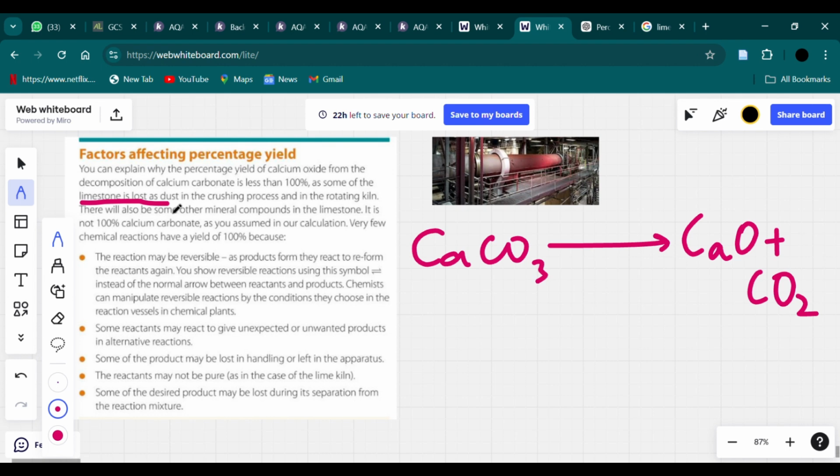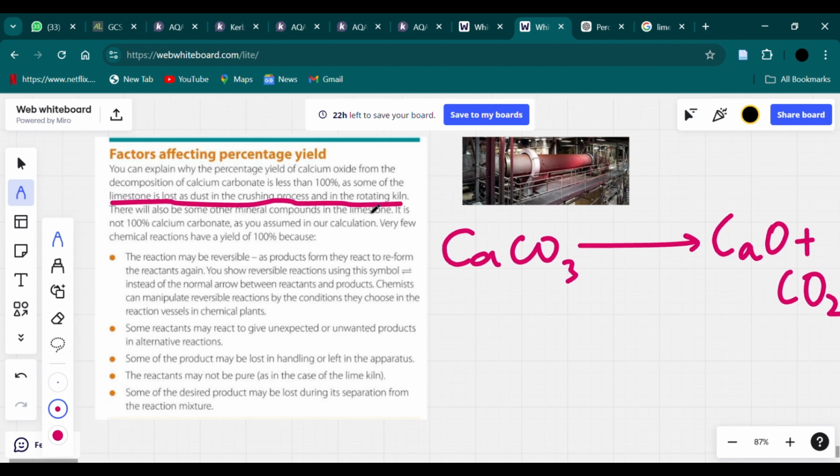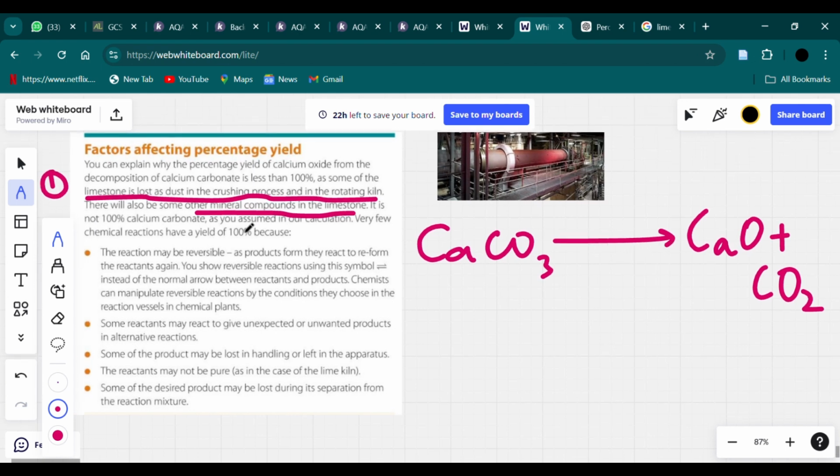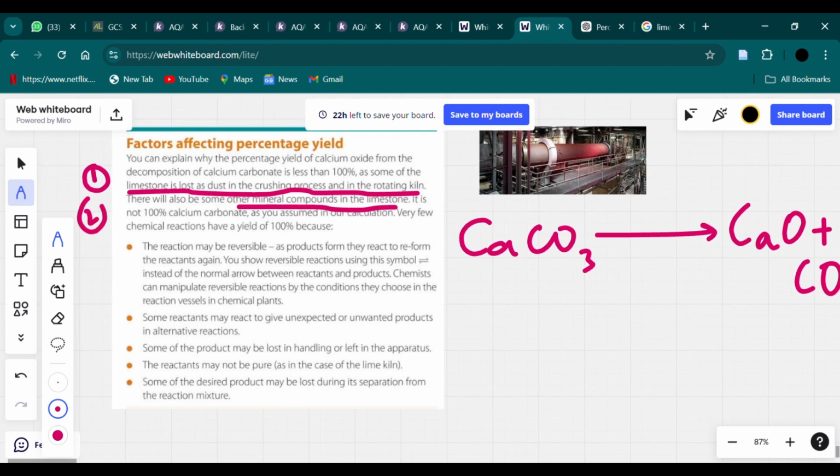One reason for the decrease in the actual yield is that some of the limestone is lost in the crushing process or in the rotating kiln. This is also one reason why the actual yield is reduced compared to the theoretical yield. And because of the impurities in the limestone, 100% of the calcium carbonate doesn't convert into calcium oxide, which is the desired product that we wanted. So this is also a reason for the decrease in the actual yield.